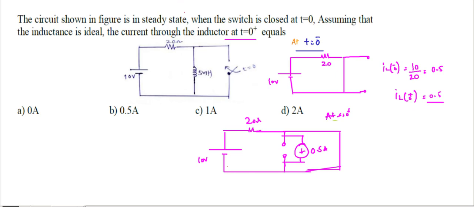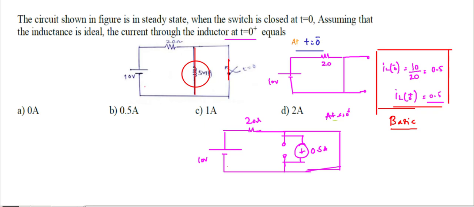I am telling you that at t equal to 0 plus, the switch is closed. For t greater than 0, the switch is closed. If the switch is closed, the inductor is short circuited. Now IL of 0 minus is 0.5 amperes, and IL of 0 plus is 0.5 amperes. 10 by 20 is 0.5 amperes. So I have to take it like this: IL of 0 minus equals IL of 0 plus, which is 0.5. This is the basic concept I know.